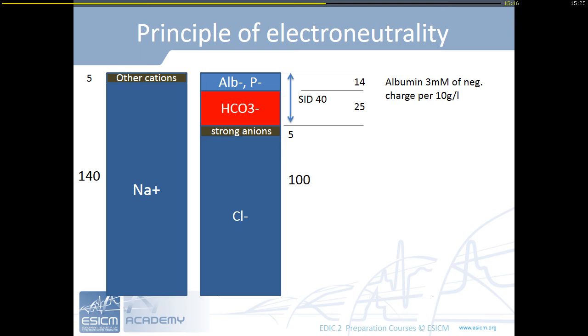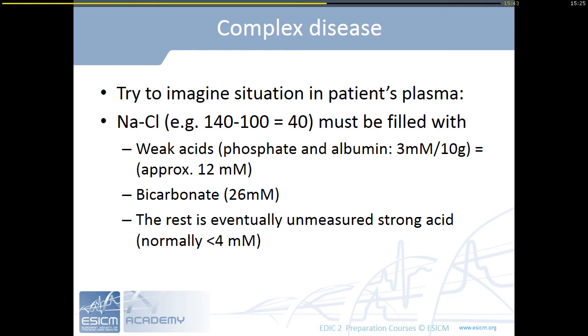Let me demonstrate it on our example. So, if you have a complex acid-base case, I propose you think about it this way, okay? Calculate in your head the difference between sodium and chloride, and this will define the breadth of the gap between them, which is a given number, okay? Then you can infer the number of negative charges on albumin, and the rest has to be filled with bicarbonate, right?